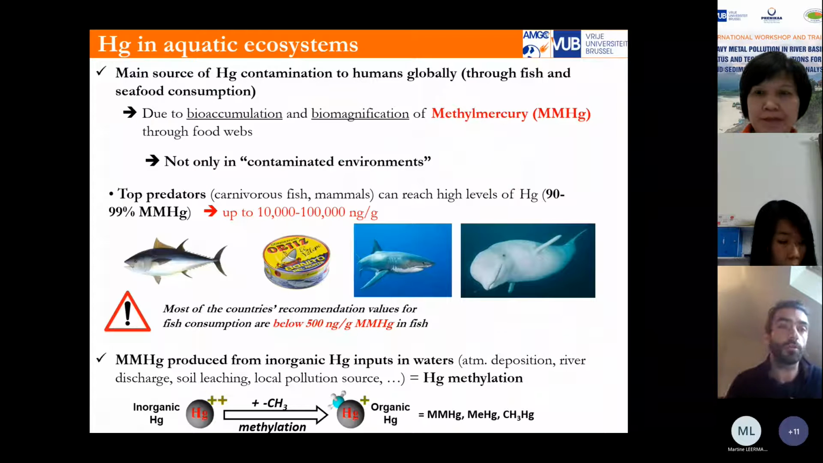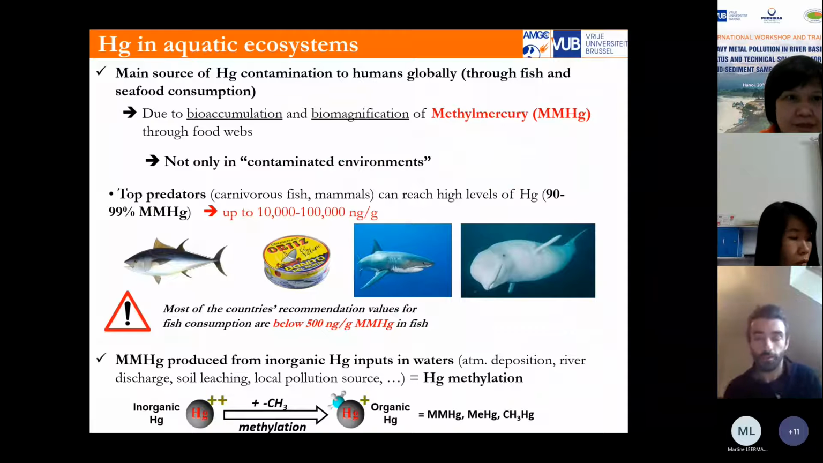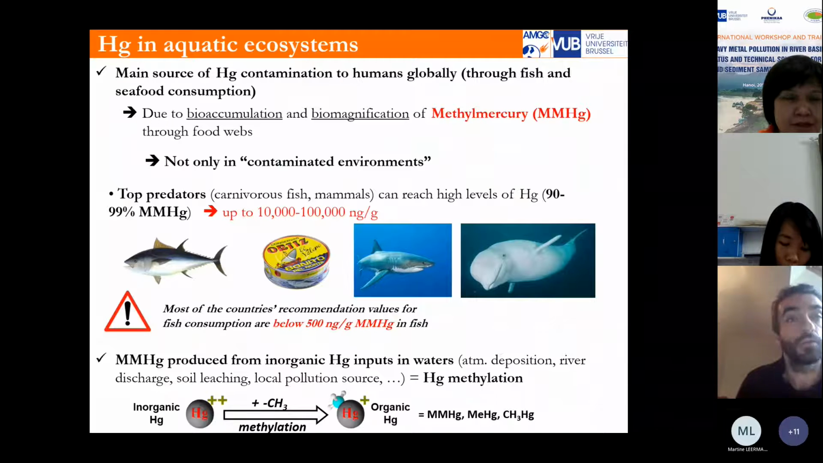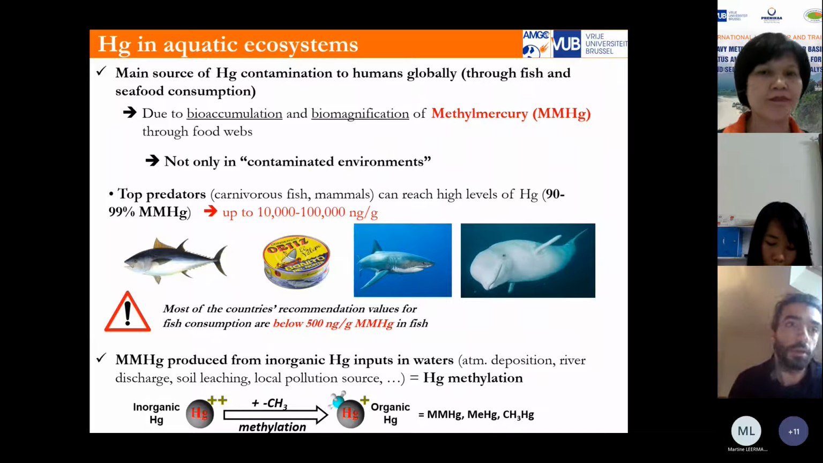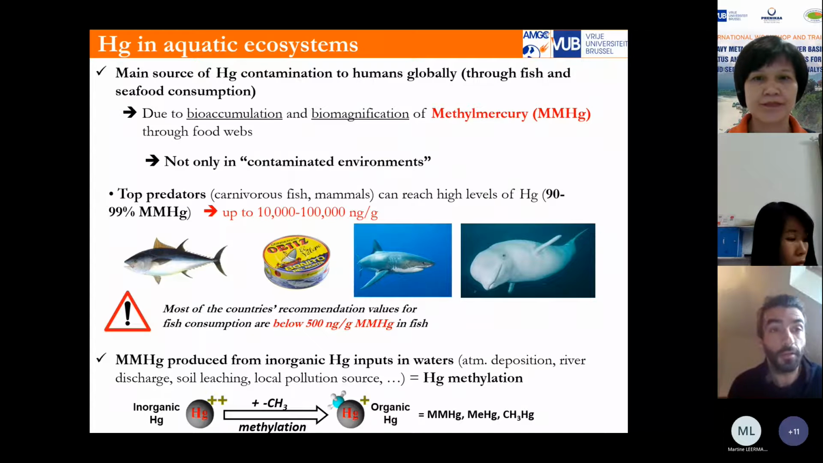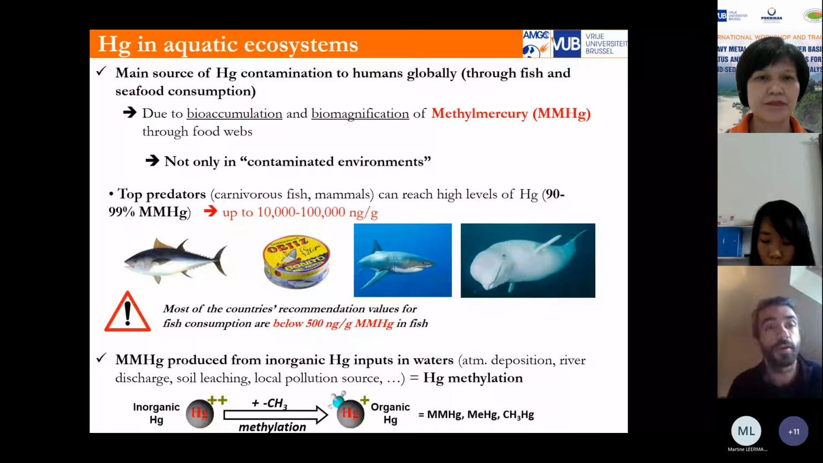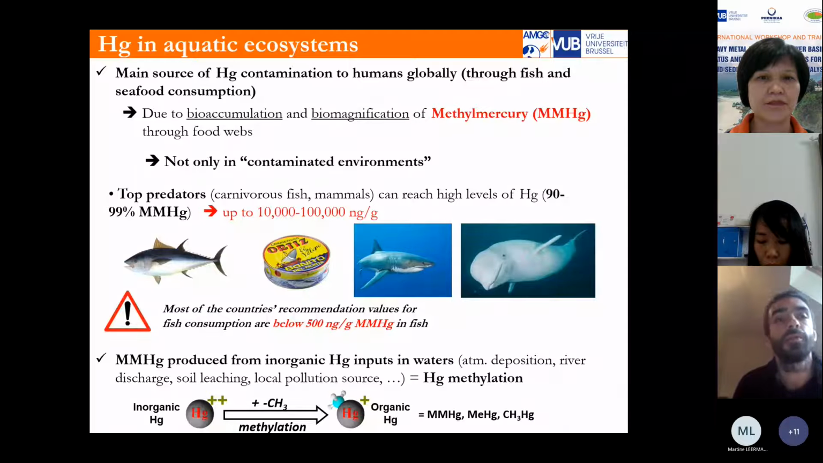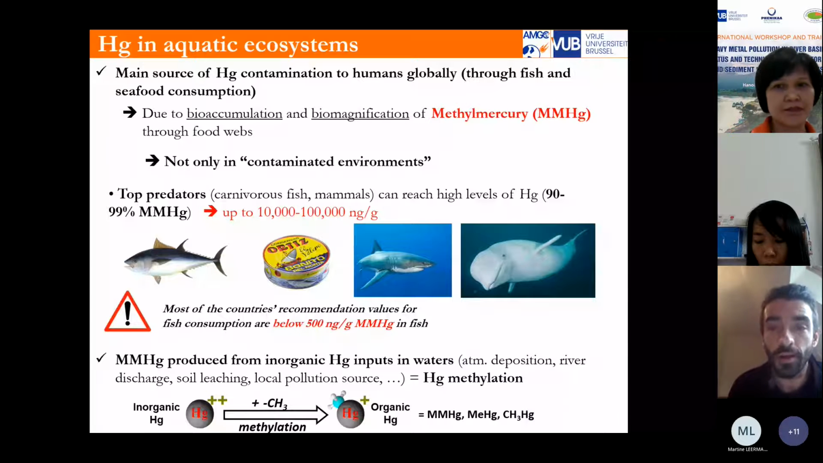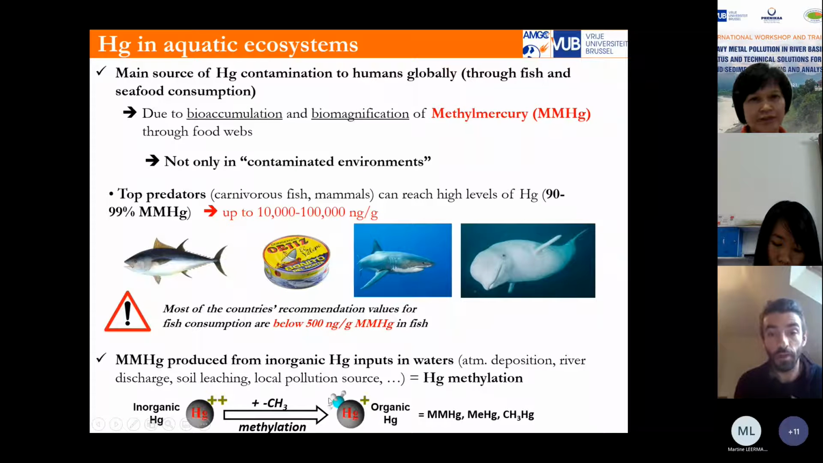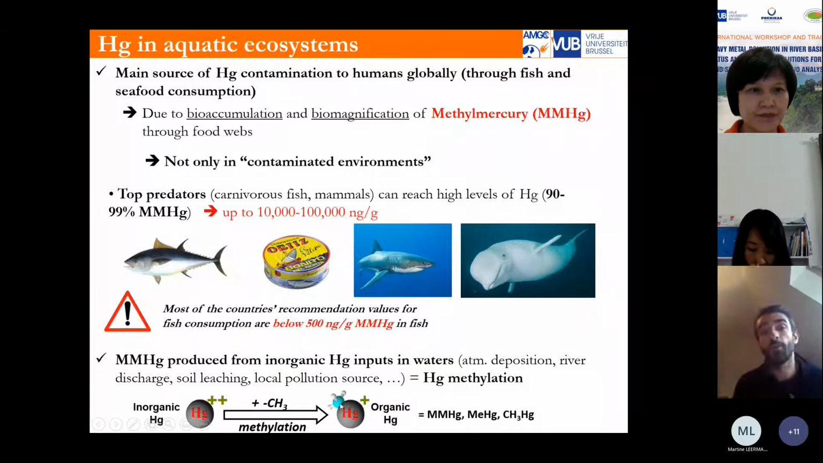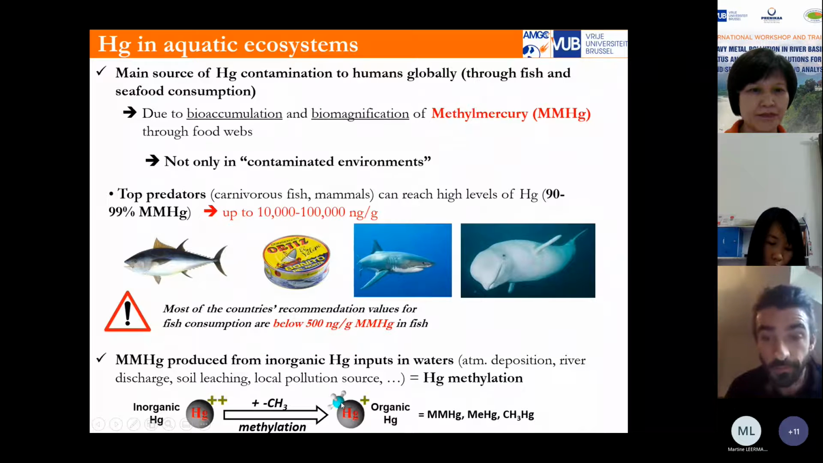Okay, so when you're far from a very local and important source of mercury discharge, the main source of contamination to humans is the consumption of aquatic life, basically seafood. Since mercury in the waters is mostly in an inorganic form, like 99% of mercury will be inorganic, at the end, in the food webs, you will get mostly methyl mercury. And this is due, as I said before, to methylation. And that's a very important transformation because it will eventually control the amount of mercury that will be stored in the food webs.